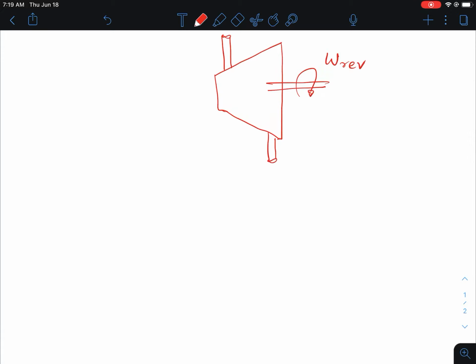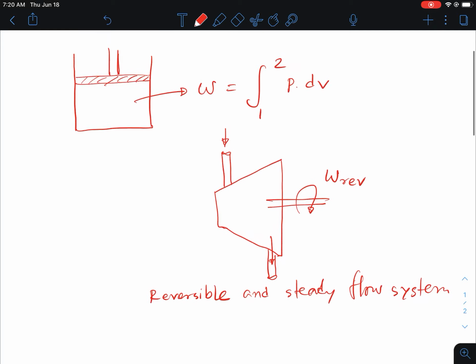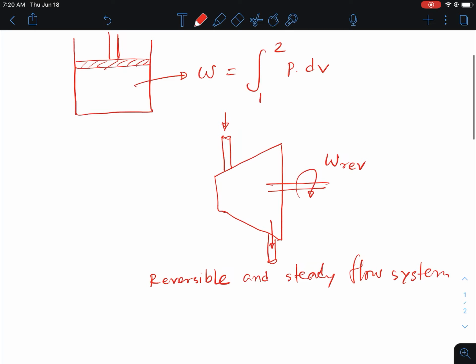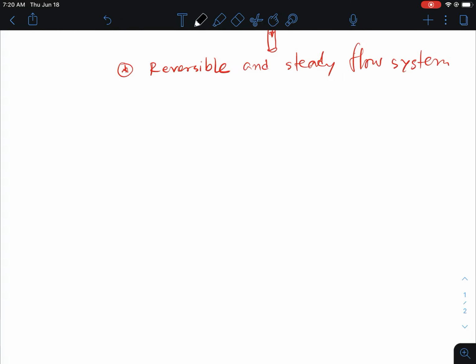So if this is a reversible system, as well as a steady flow system, a reversible and steady flow system, what is the work done, produced or consumed by this type of device? This is the input and this is the output. So let's derive the relationship for this system.